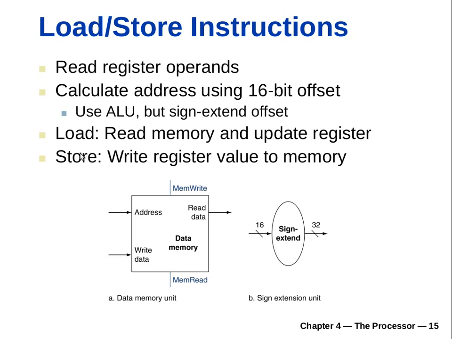For the load, you need to read the memory and then update the register. Of course, when you need to access the memory, you need to specify the address. And for the store, you write the register value to memory, so you have to specify where the data comes from. The data here will be coming from the register. If this control line or control bit is asserted, it will read. This one will write. So when this is on and this is off, the data coming in here will be placed at the address specified in the memory.